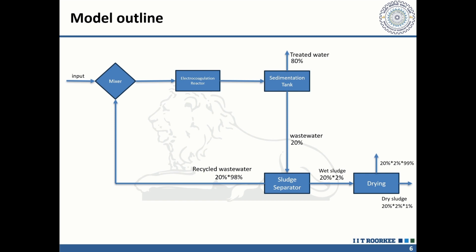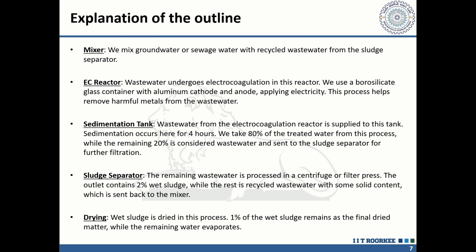The sludge separator is basically a centrifuge or filter press. The outlet of the sludge separator contains 2% of the input, which is the wet sludge, and 98% of the input, which is the recycled wastewater, which is mixed into the mixer. The last process is drying, in which the wet sludge is dried, and almost 99% of the water is evaporated from the wet sludge, and 1% of that is dry sludge. So this is the explanation I gave earlier. Thank you.